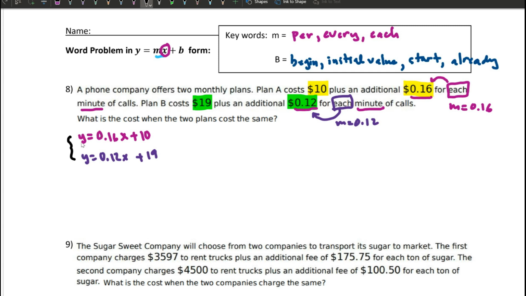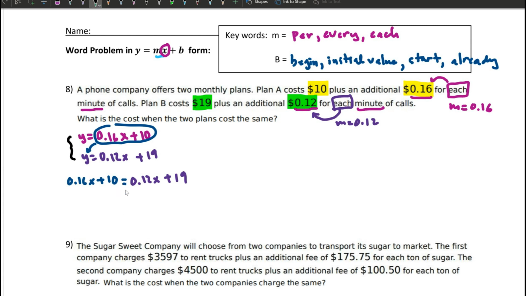Alright, so we have a system of 2 equations, 2 variables. How do you solve this? We're going to solve this by the substitution method. You're going to put this in place of y. That will give you 0.16x plus 10 equal to the other side, which is 0.12x plus 19.